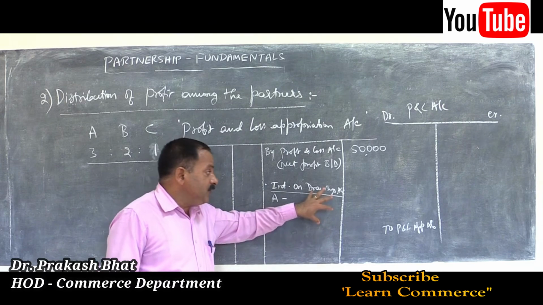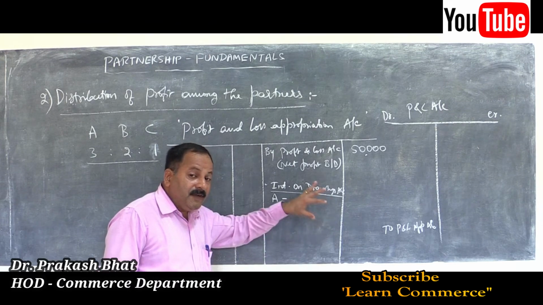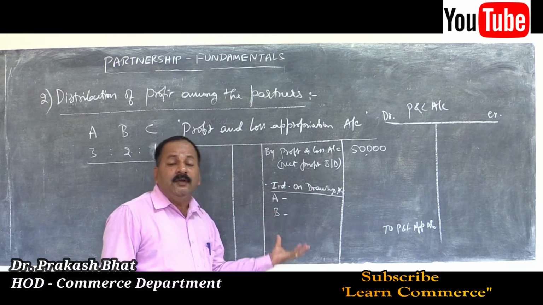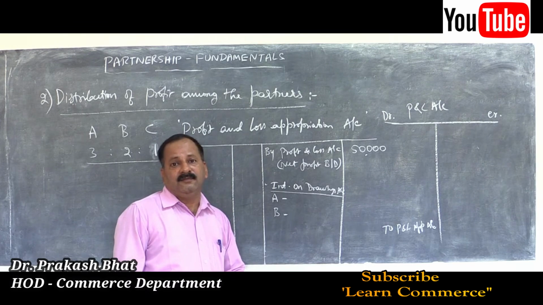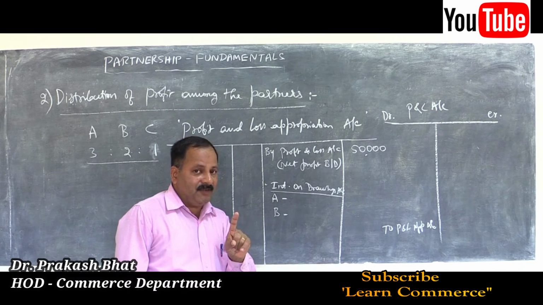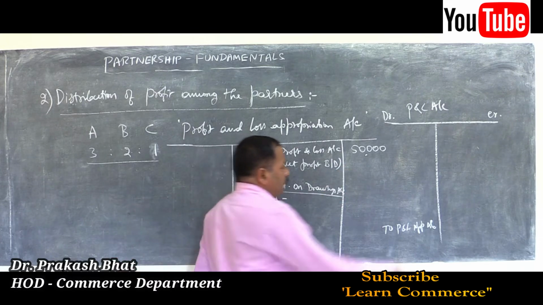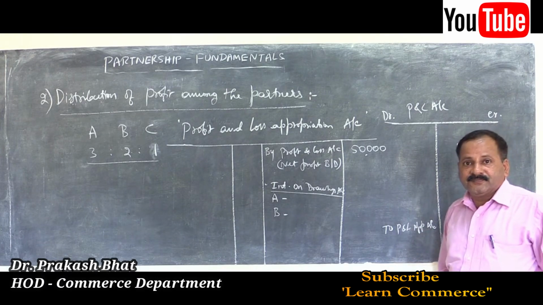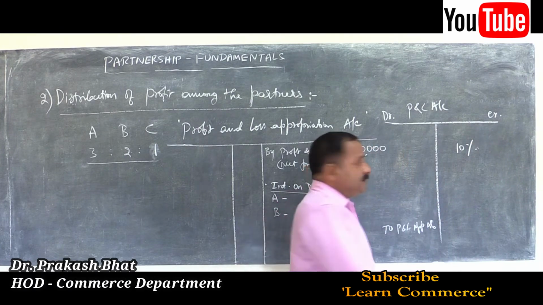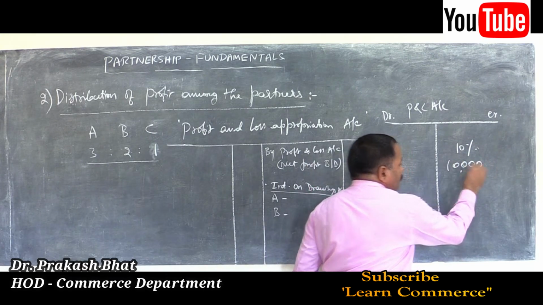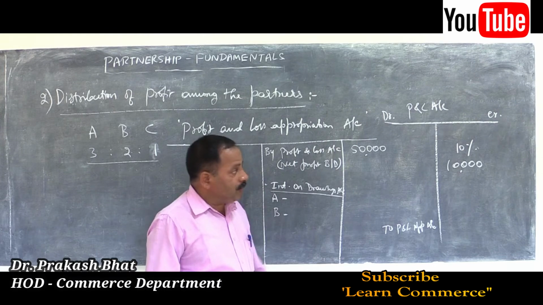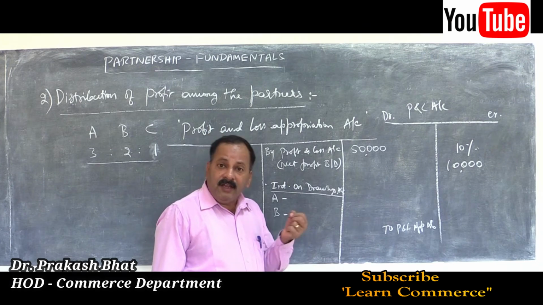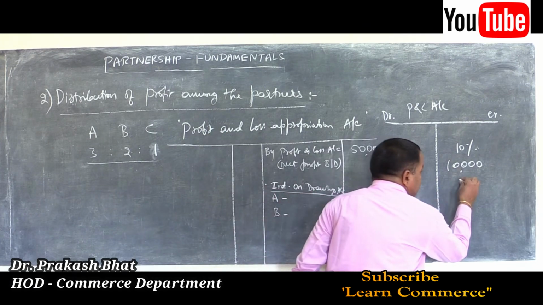Remember, if the interest on drawings percentage is given, the drawings amount is given, and also the interest on drawings amount is given, then don't get confused in the examination. I will give you an illustration here. Suppose the interest on drawings chargeable is 10% per annum, then the amount of drawings may be 10,000. The amount withdrawn by Mr. A is 10,000. Interest on drawings to be charged is 10%. And in the problem, again they gave you interest on drawings is 600 rupees.